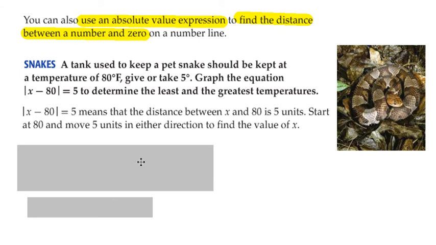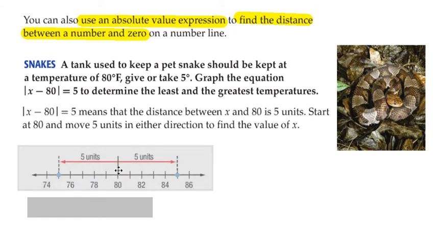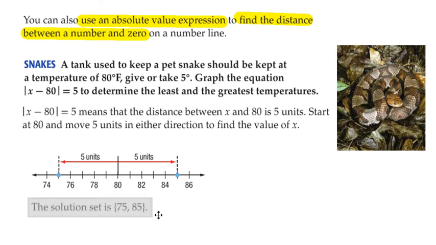So if we want to do that, what that means is the distance between x and 80 is 5 units. So we're going to start at 80 and we're going to move 5 units on either side of 80 to find out what those values could be. So instead of 0 as our starting point, 80 is our starting point. If we go 5 units to the right, we end up at 85. 5 units to the left, we end up at 75. So the values that will work for us is anything in between 75 and 85. And the way we represent that is with these funny brackets with a comma between them. Okay, that's called set notation.